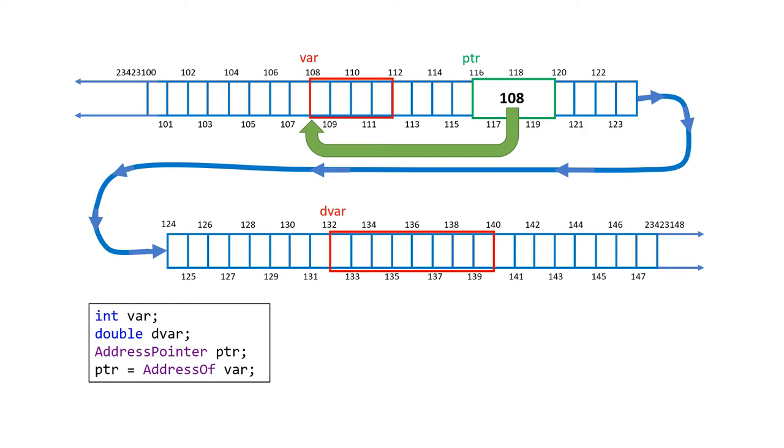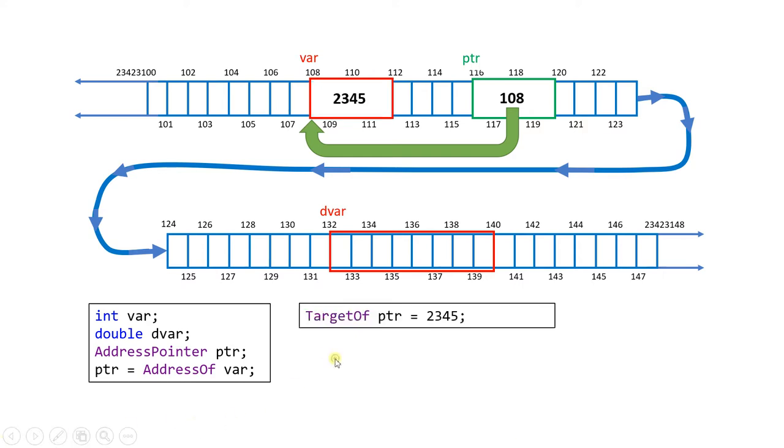Now, when I do something like this, I have two ways to access that variable. I have its name, so I can put 32 in it using the name. Or I can go to the target of PTR and put the 55 in there. So what happens? It goes to PTR, sees what the address is, travels to that address, and puts the value over there. That's how you can set a variable using the target of a pointer. So you can say the target of the pointer is 2,345, and that puts the value over there.